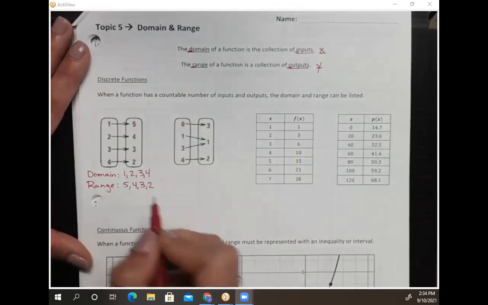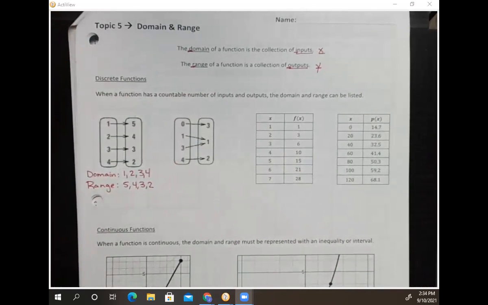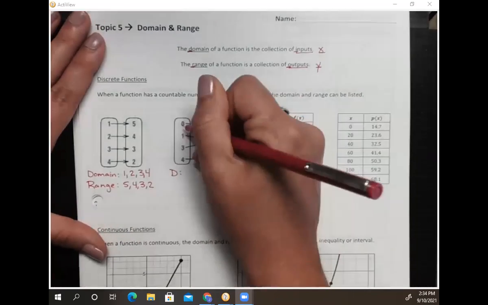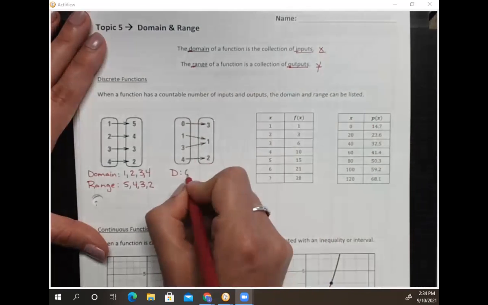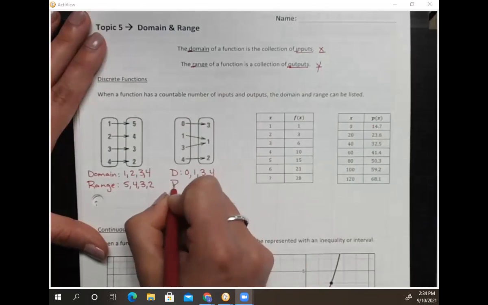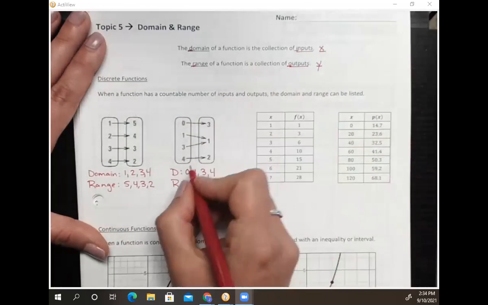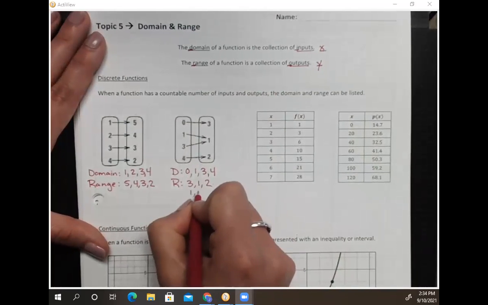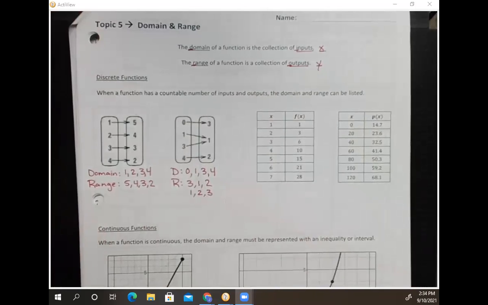And if you listed them in a different order, that would also be fine. When I ask for the range, I'm just asking what are the possible Y values. For our second map, our domain again would be those input values. So 0, 1, 3, and 4. Our range would be our output values, 3, 1, and 2. And if you put these in order, 1, 2, 3, that would be fine as well. I'm just asking what are the output values for this relation.